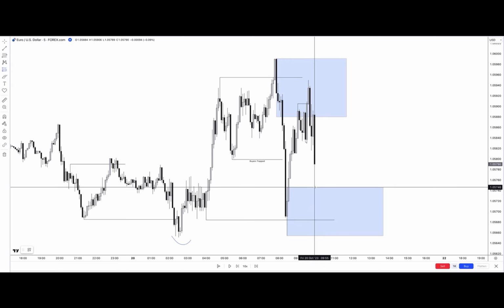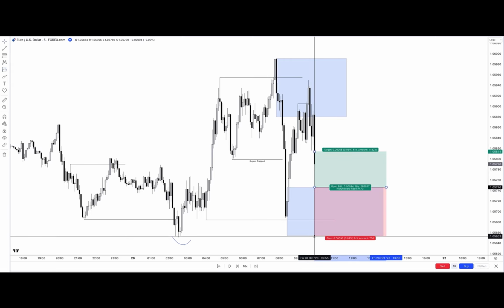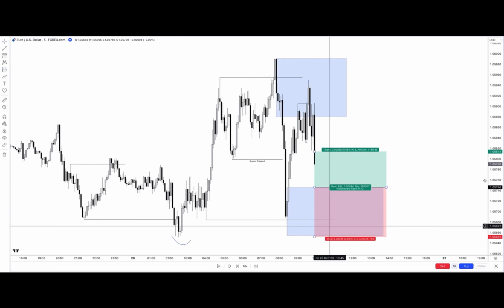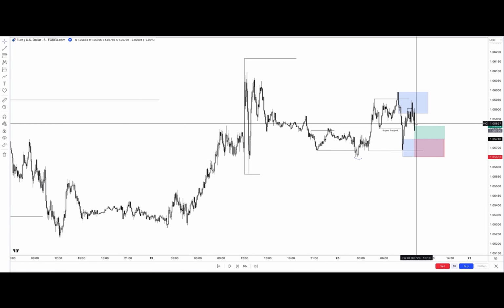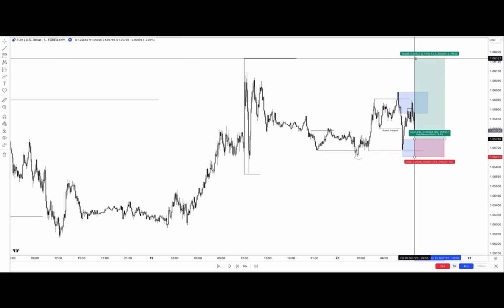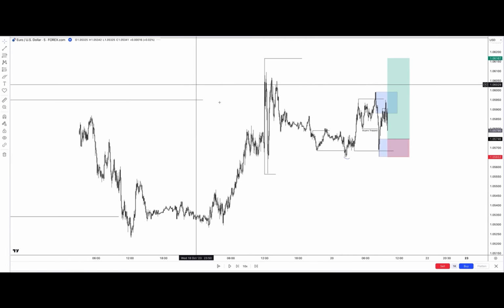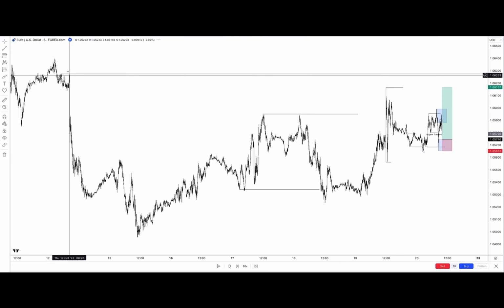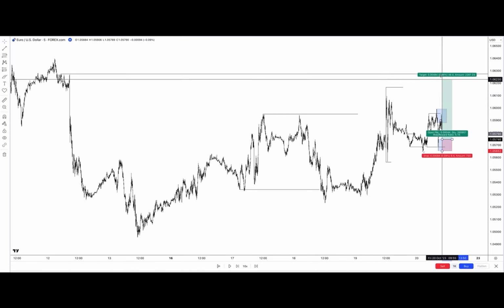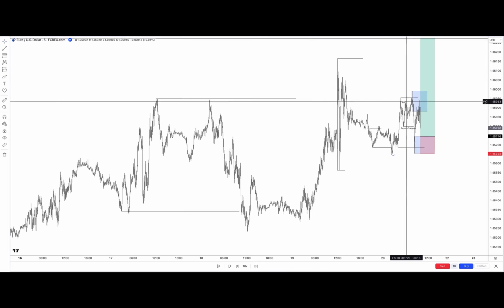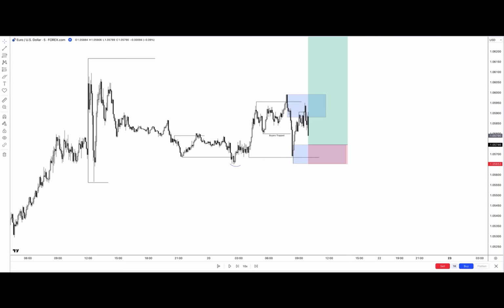Entries were taken just like this. Stop goes below. Now, where can we target? We got the highs we were talking about from here. Also, more of a higher time frame, this inducement high from the left. You can hold partials to, but multiple different targets, right? And I'll explain why and where I manage my trade.